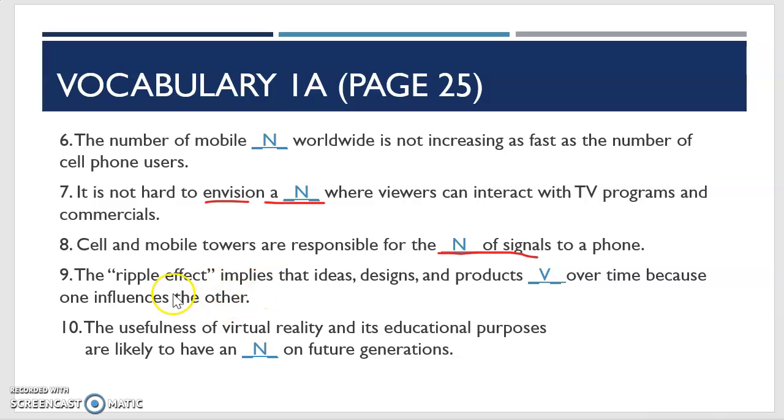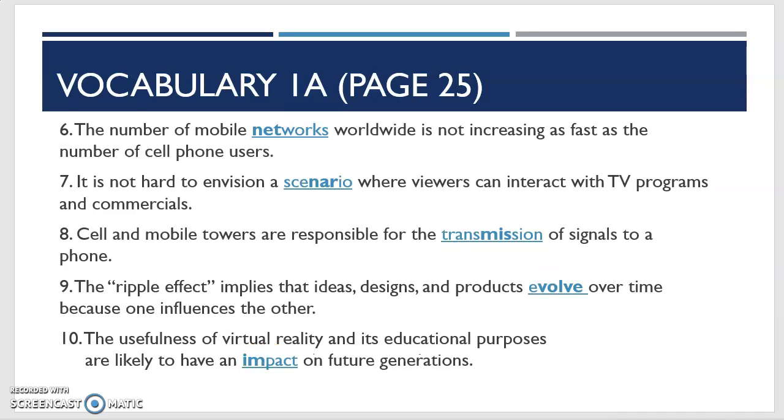Number 9, I have the ripple effect, and that implies that all these ideas, designs, products change or evolve over time. And then number 10, the usefulness of virtual reality is really likely to have an impact. This is a good place for the word impact. And impact here is a noun. We're going to see it in other places as a verb.